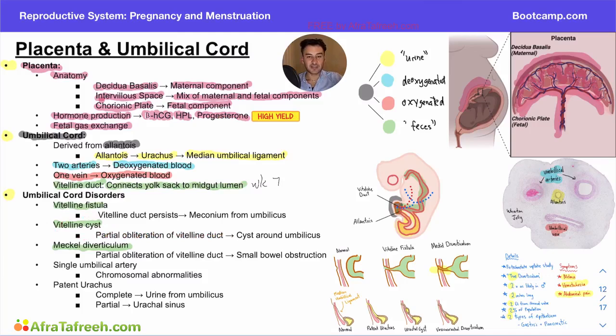Moving on now, let's just briefly mention vitelline cyst, and this is going to be basically partial obliteration of the vitelline duct. So we're going to have a small cyst right around our umbilicus, and this could be corrected surgically. They don't ask a lot of questions about this one, but I just want you to know the difference in the progression of these pathologies.